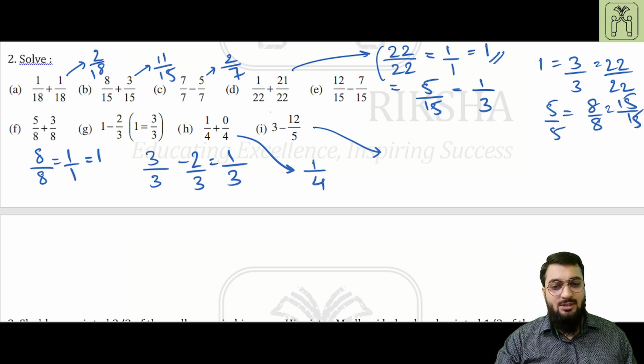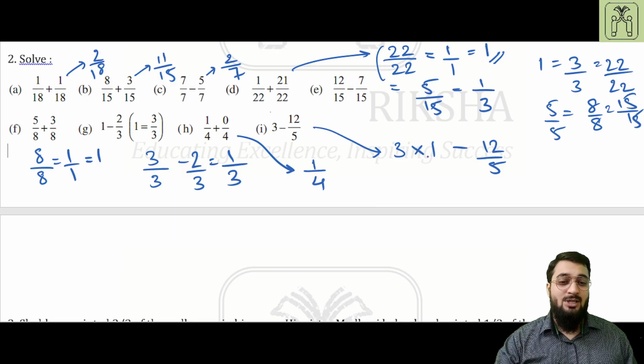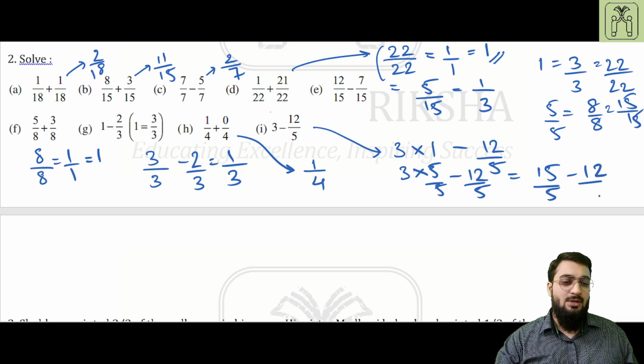And if it is mentioned 3, then what does it mean? I'll break it down. This means 3 into 1 minus 12 upon 5. Using the BODMAS rule, we know that multiplication is to be done first. So 1 can be written as 5 upon 5. So this will be 3 into 5 upon 5 minus 12 upon 5, which will further result in 15 upon 5 minus 12 upon 5. And 15 minus 12 will give you the answer of 3 upon 5. So this was how we solve such type of questions.